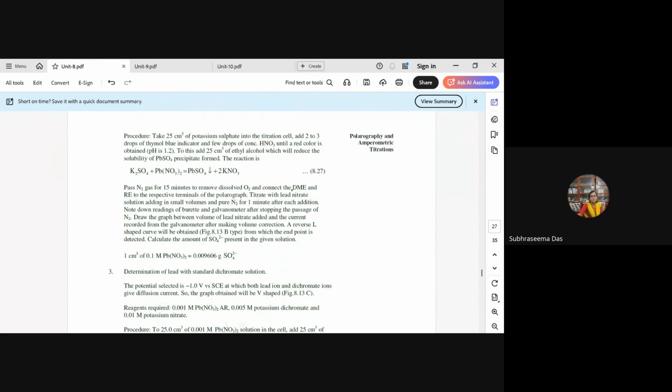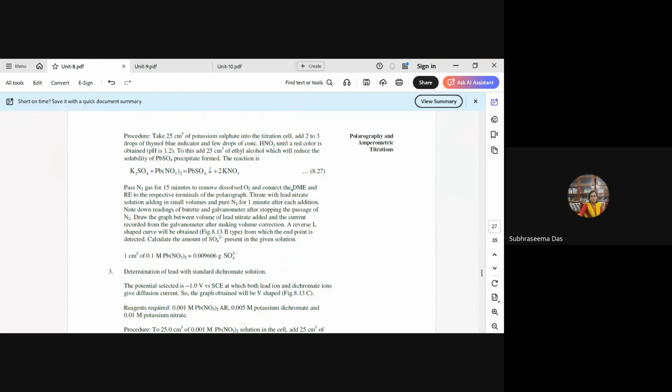Then the reaction here has been shown in equation 8.27. So to this solution, we will pass nitrogen gas for 15 minutes to remove the dissolved oxygen, and then we will connect the DME and RE to the respective terminals of the polarograph. Then we will titrate with lead nitrate solution, added in small volumes, and pass pure N2 for 1 minute after each addition. We'll note down the readings of the burette and galvanometer after stopping the passage of N2.